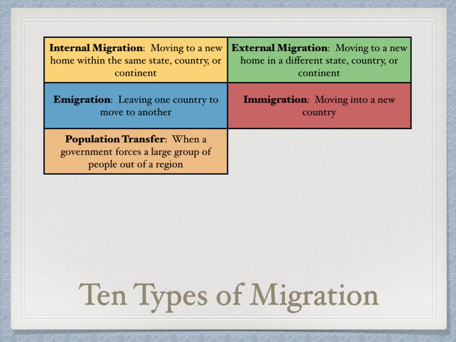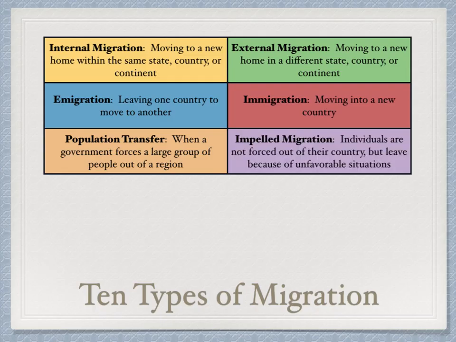A population transfer is when the government forces a large group of people out of a region. Usually, this is based on ethnicity or religion. It might also be based on political belief. It can also be called an involuntary or a forced migration.